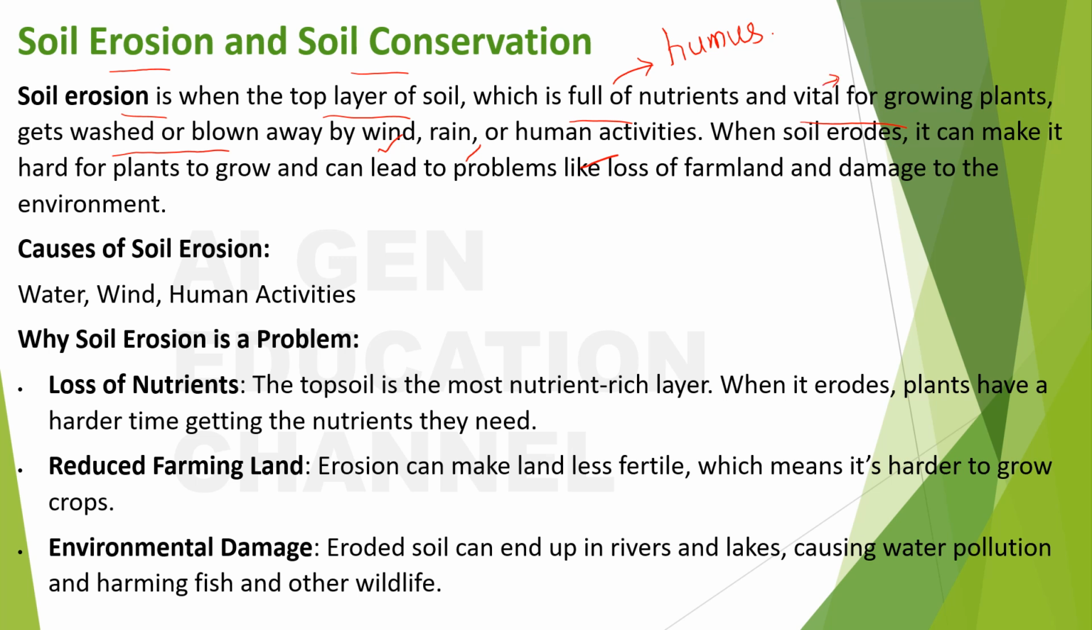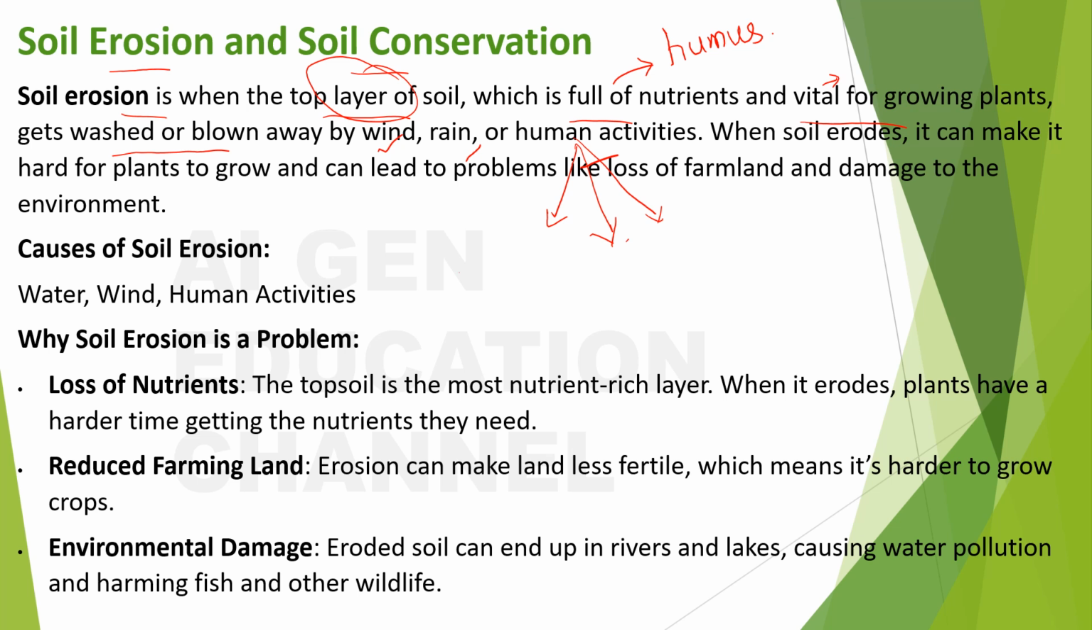What happens when this top layer of the soil gets blown away by wind, rain, or human activities? You know how the wind can blow away the top layer of the soil. You can understand rain also, how it can do this too. And how about the human activities? We won't wantedly take off the top layer of the soil, right? In most of the cases. Then how will it happen?